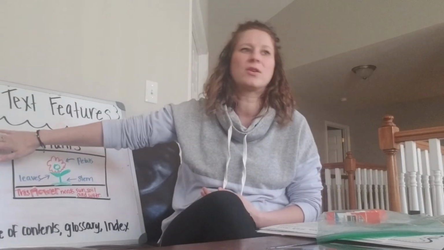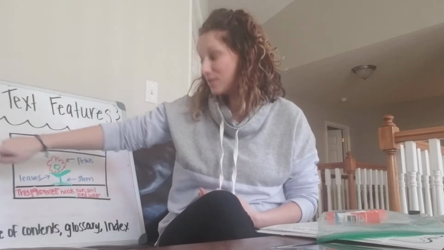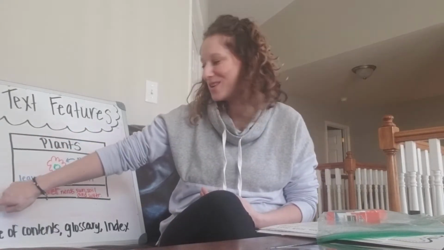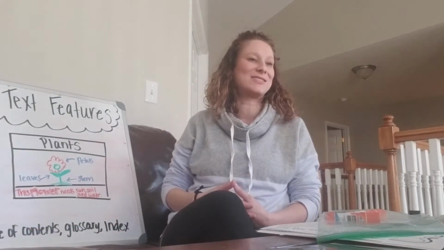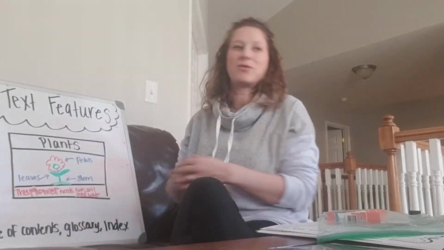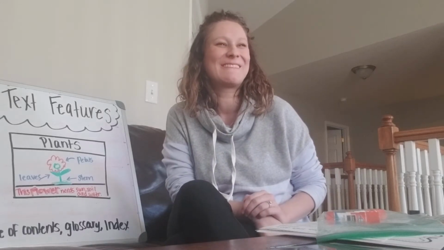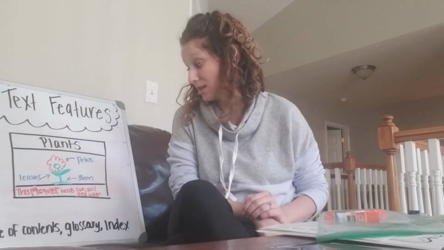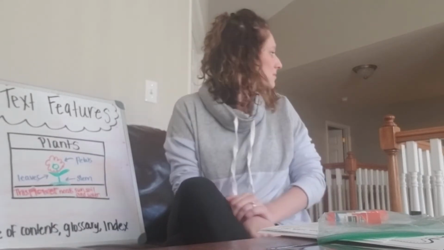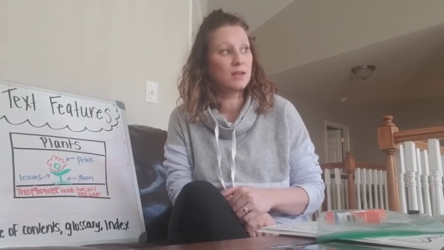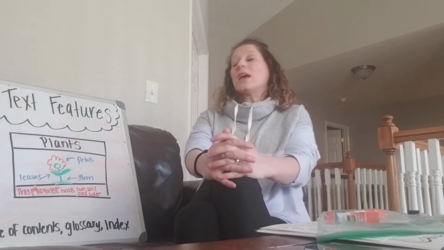Okay, so we've talked before in other lessons that there are headings, diagrams, labels, bold words, captions, and then it can also have a table of contents, glossary, and index. So, what is a table of contents, real quick? It tells us the chapters. Thank you, Ethan, for raising your hand. It has the chapters, and they tell you chapter 1 is going to be pages 1 through 9 or something. And it tells you what the chapters are called, and what page you can find them on.